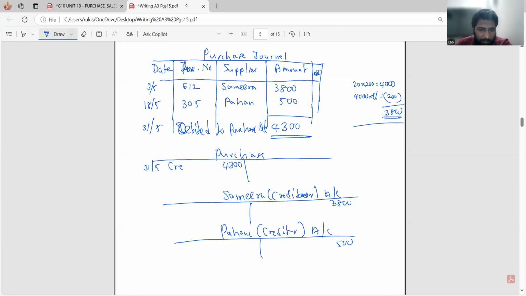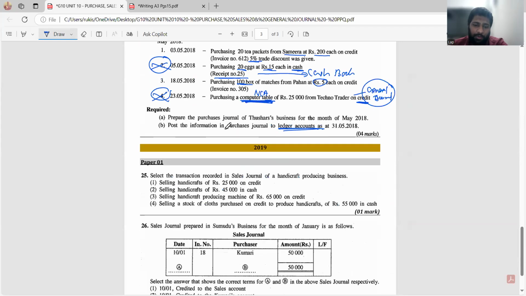31.5 creditor. Here 3.5 purchase. 18.5 purchase. That's it. So we are done with 2018 also.